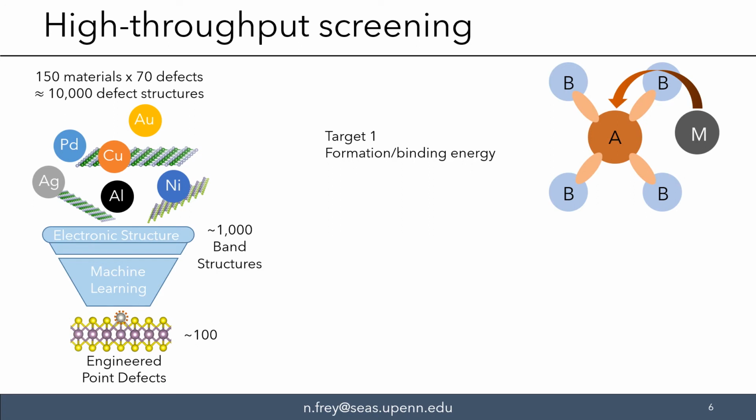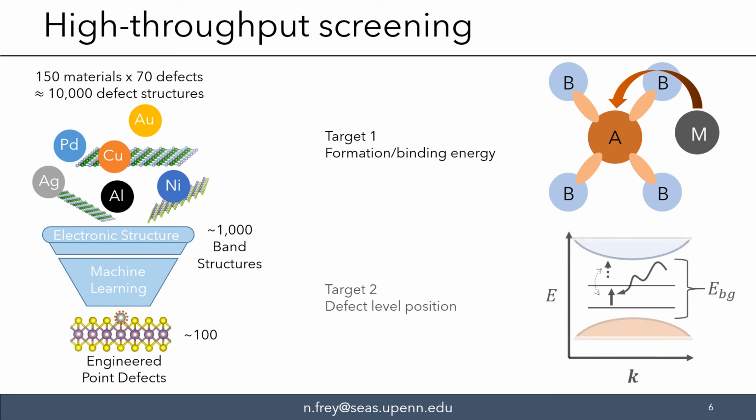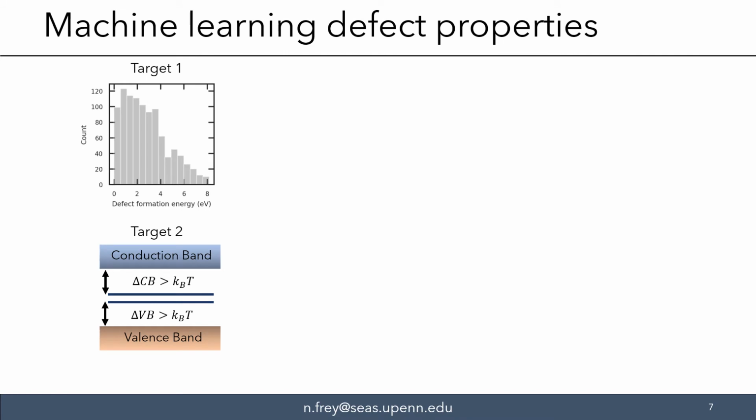The first target is really just the binding energy or the formation energy that it costs to create that defect. And then the second target is the defect level position. So the energy level that is associated with that defect, we want to know whether it sits in the band gap and is potentially accessible and controllable, or whether it sits very close to the bulk band edges or even resonant with the band edges, and therefore is not accessible. Here we're showing the first target again.